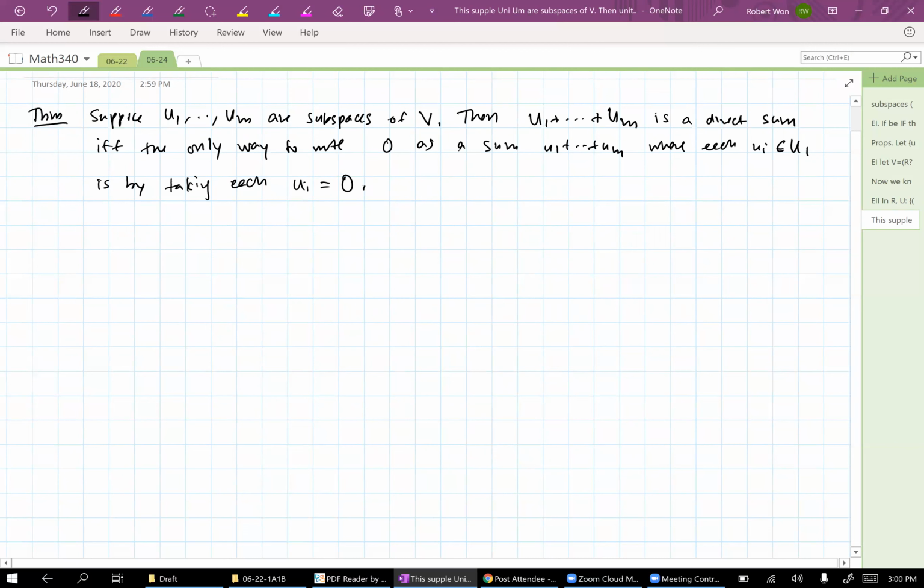Okay, so what this is saying is that to be a direct sum, you only need to make sure that 0 has a unique representation. Right? Certainly, you can write 0 as 0 plus 0 plus 0 plus 0 plus 0. If it's a direct sum, that better be the only way to do it. And it turns out that that is a necessary and sufficient condition for being a direct sum. Okay, so let me give you the proof.